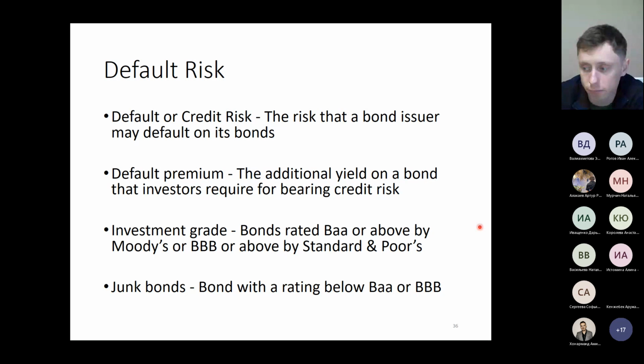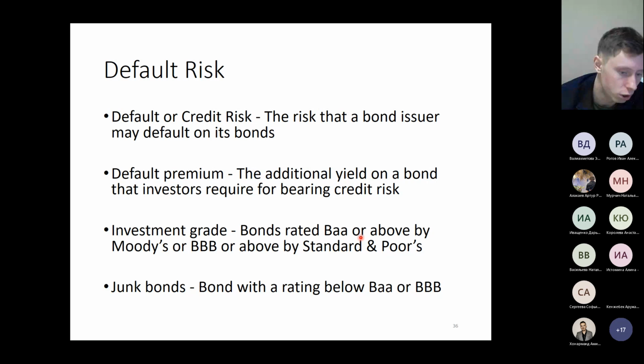But how would an investor estimate the risk of default? How do we know that a firm or some institution has higher or lower chances of default? Usually we do it using information from rating agencies. There are 3 famous global rating agencies: Moody's, Standard & Poor's, and also Fitch.